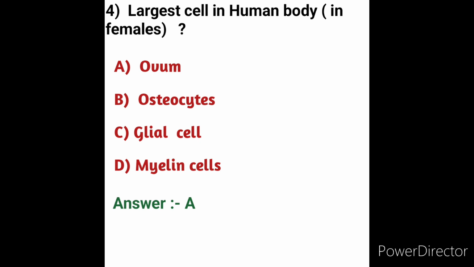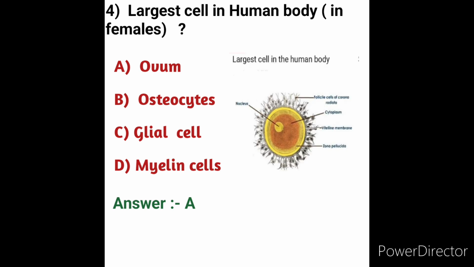Next we will discuss this question. Additionally, the smallest cell in the human body in males is the sperm, 4 micrometers in diameter. The sperm is 20 times smaller than the ovum. So here the largest cell means the ovum, and the smallest cell means the sperm. Here we can see the largest cell in the human body, the ovum, the largest cell in the human body in females.